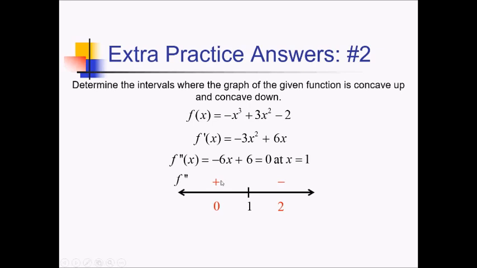Since f double prime is positive until we get to 1, that means f is concave up from negative infinity to 1. And since f double prime is negative after 1, f is therefore concave down from 1 to positive infinity.